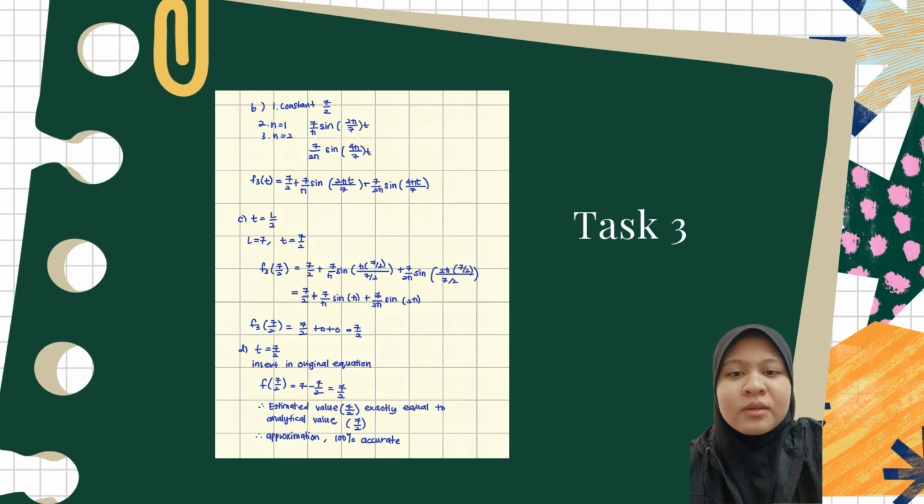Next, we substitute t equal to 7 divided by 2 into the approximation. Since sin pi and sin 2 pi are both 0, the estimated value is 7 divided by 2. Finally, we compare this with the exact analytical value from the original function. The exact value is also 7 divided by 2. Therefore, the approximation is exactly the same as the analytical solution, giving 100% accuracy for this point. This verifies that our Fourier series solution is correct.